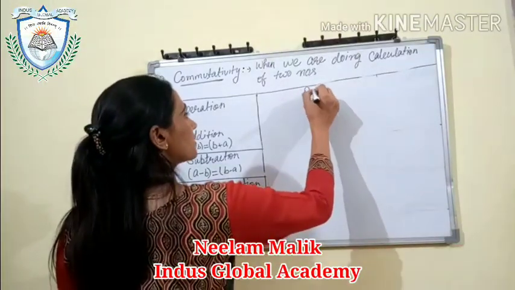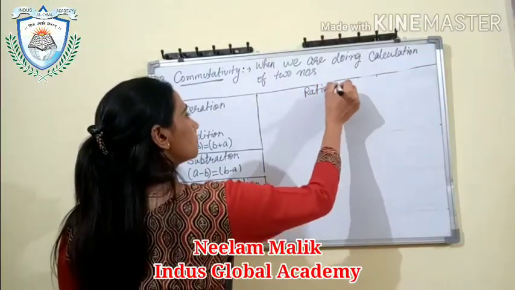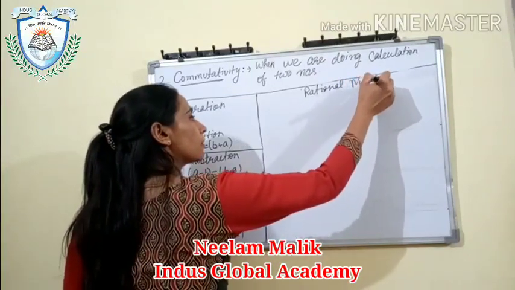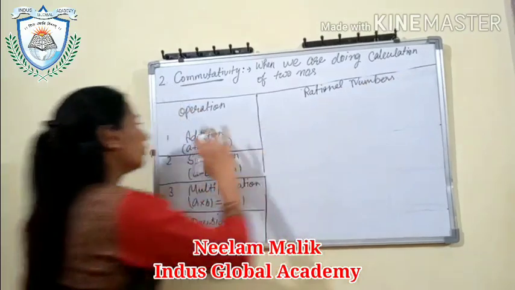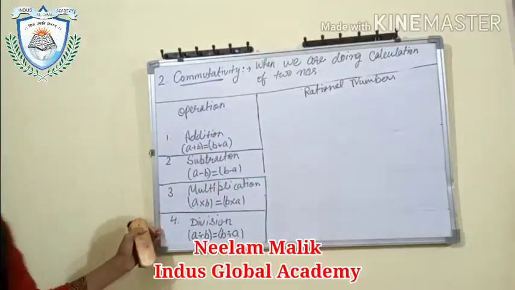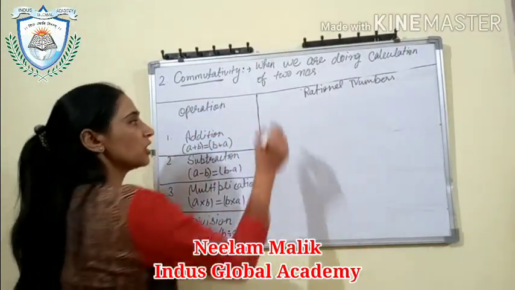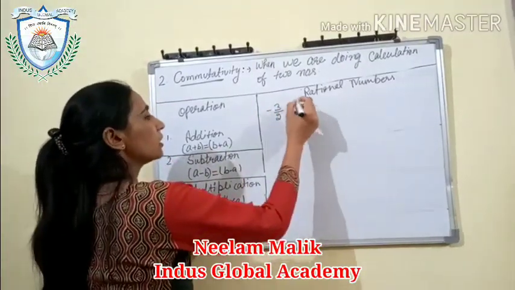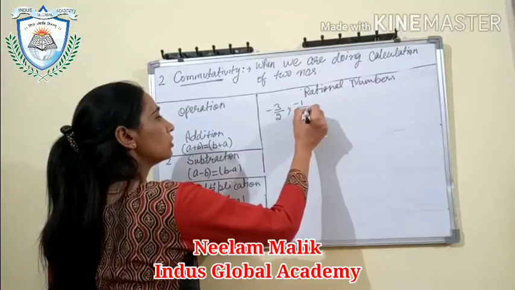Here we are having rational numbers. First we have to do addition. So let us take any two rational numbers. Suppose I am having minus 3 upon 2. Another number is minus 1 upon 3.